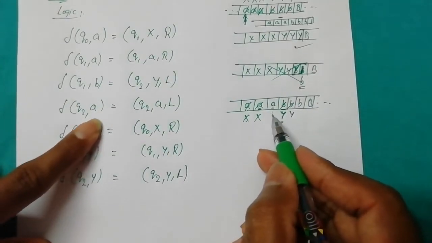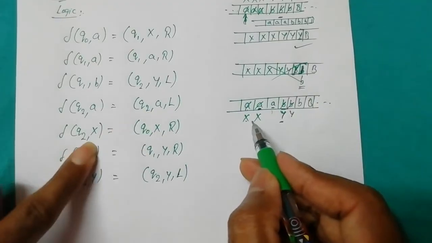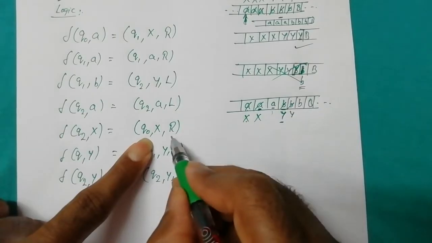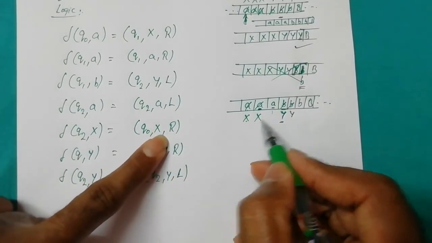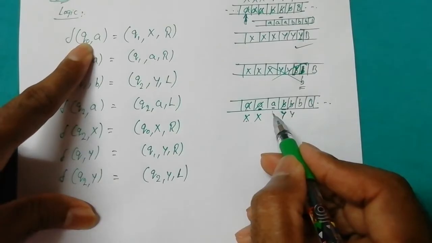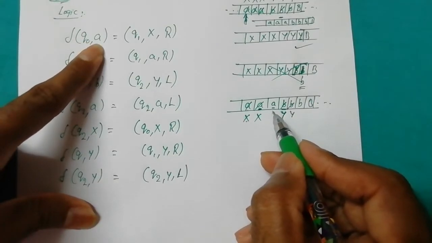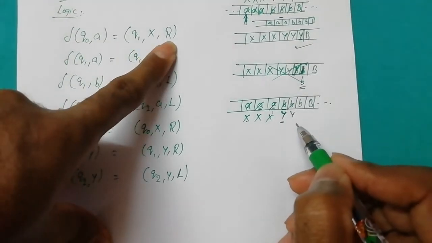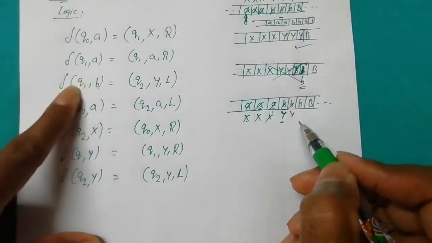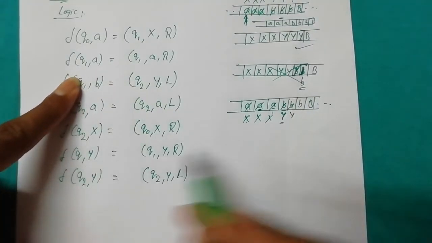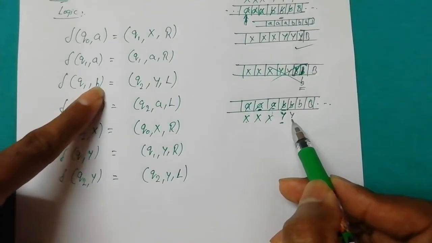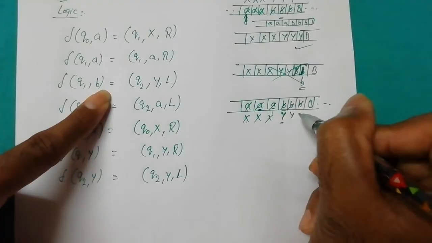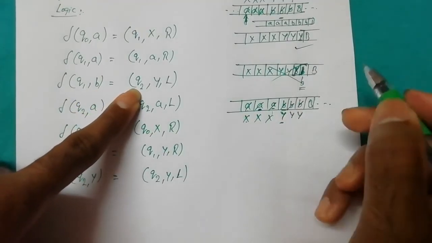Next, Q2 will come across with A. We keep on moving. Q2 will come across with X. Next, we move to the state Q0. We move one cell to the right direction. We are keeping that X as it is. Now we are in the state Q0, and we are having the input symbol A on the tape, and we convert that A into X, and we move one cell to the right direction, and we switch to the state Q1. Now Q1 will come across with Y. We keep on moving. Q1 at some point of time will come across with B. We convert that B into Y, and we move to the state Q2.